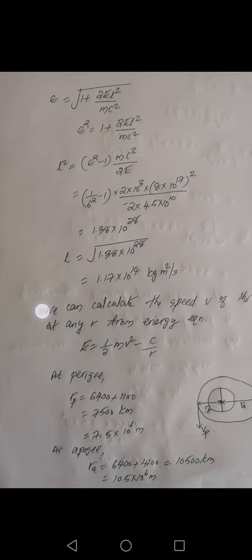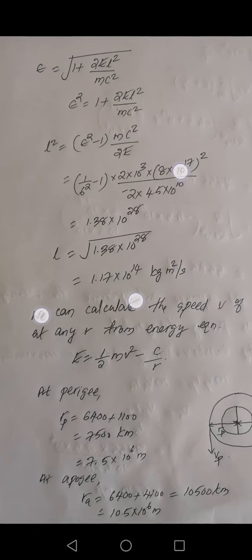Now we can calculate the angular momentum. We have epsilon is square root of 1 plus 2EL square by mc square. From that, epsilon square is 1 plus 2EL square by mc square, or L square is equal to epsilon square minus 1 into mc square by 2E. Now we can substitute all the values.